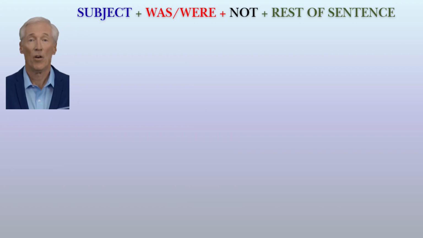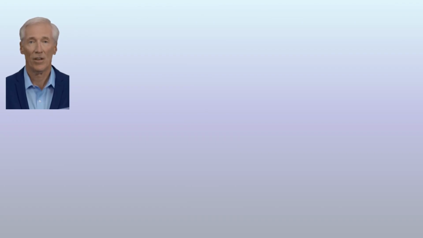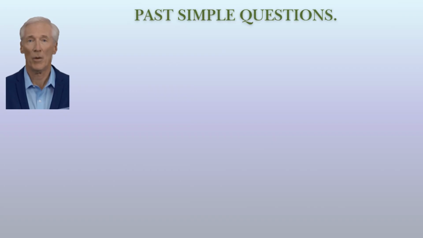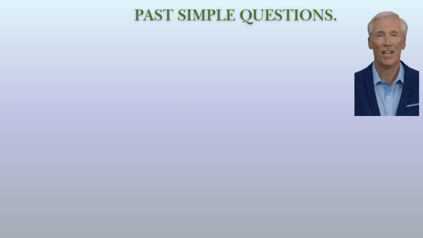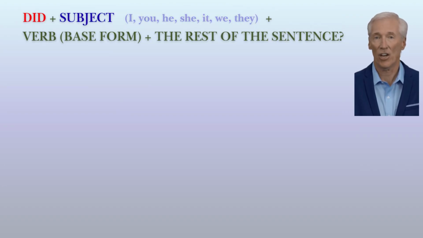Right then, we've got positive statements and negative statements covered. To complete our tour of the past simple, we need to know how to ask about the past. So let's talk about questions. To ask a simple yes-no question in the past simple for all verbs except be, we use the auxiliary verb did at the start of the sentence.